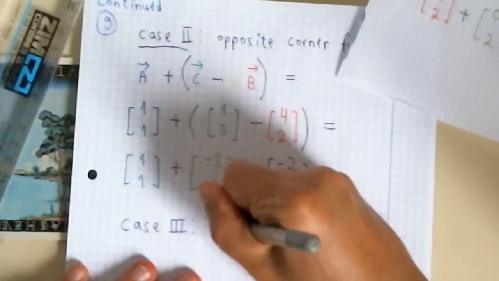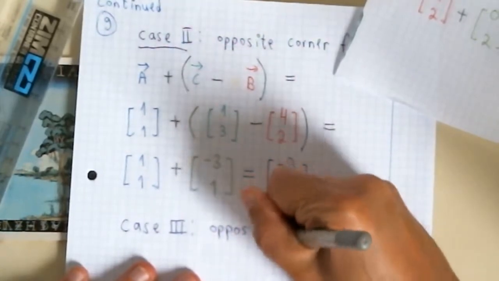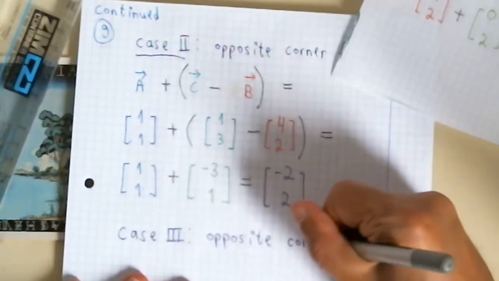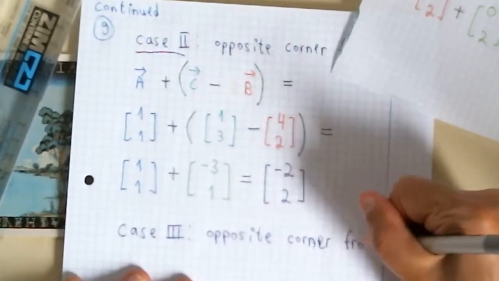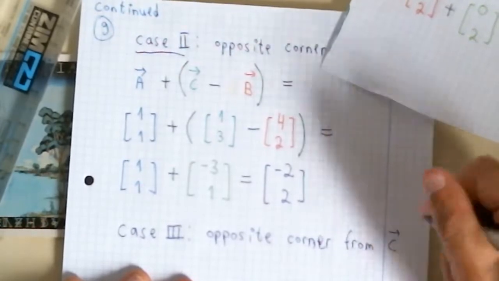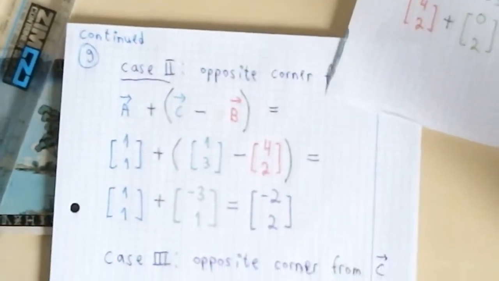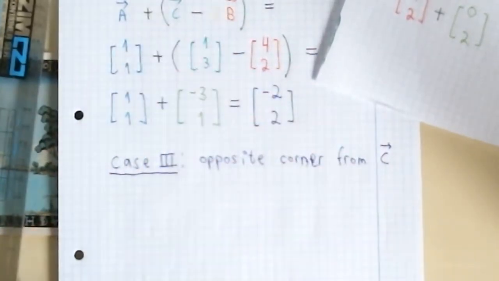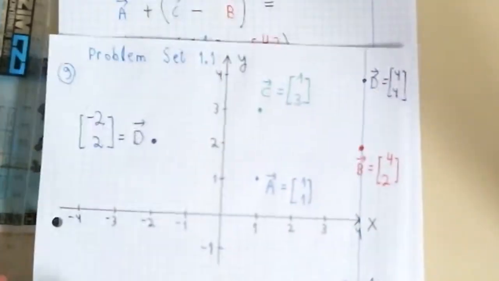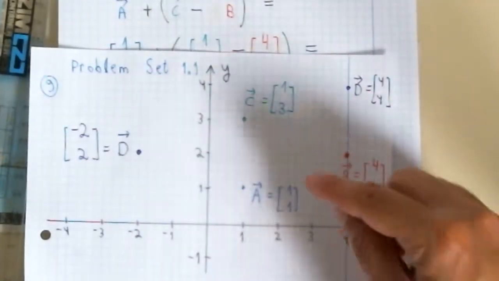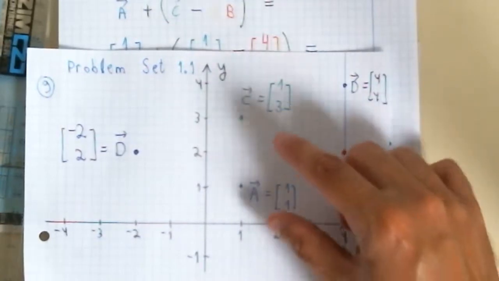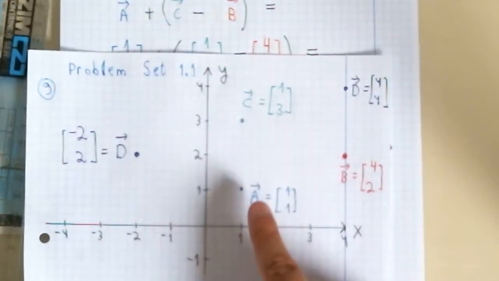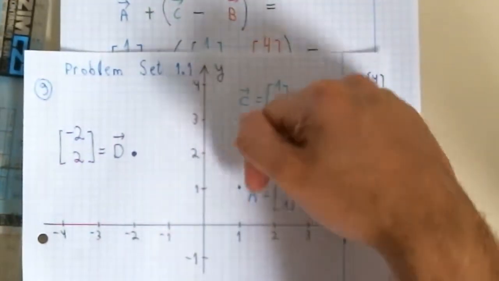Opposite corner for C. Okay, and we will write it. We start from B and we go the distance A minus C, because we want it in this direction, not C minus A in this direction. We want this direction, so we want A minus C.